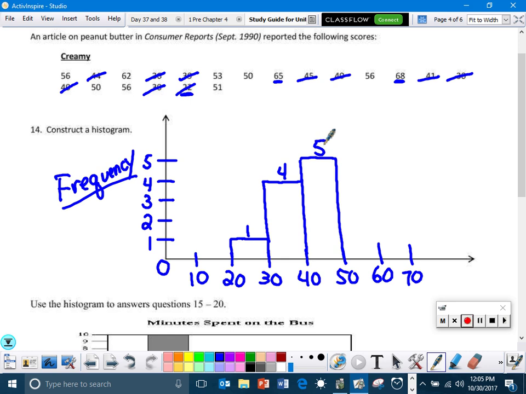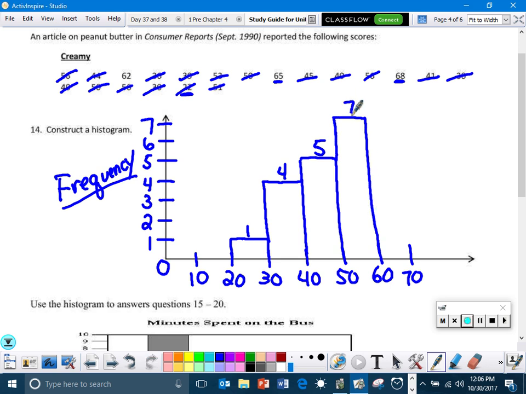How many are in the 50s? Okay, it doesn't look like I made my frequency high enough here. So let's count. In the 50s, we've got 1, 2, 3, 4, 5, 6, 7. Okay, I need to make my frequency a little higher here. So there are 7 numbers in the 50s. So I'm going to go up to 7, over, and back down again.